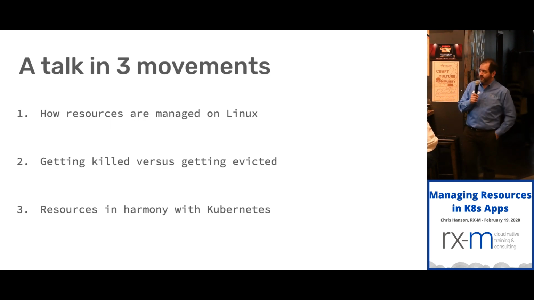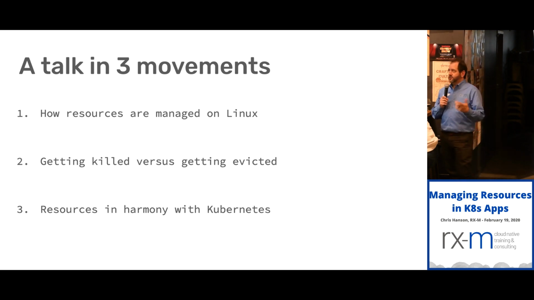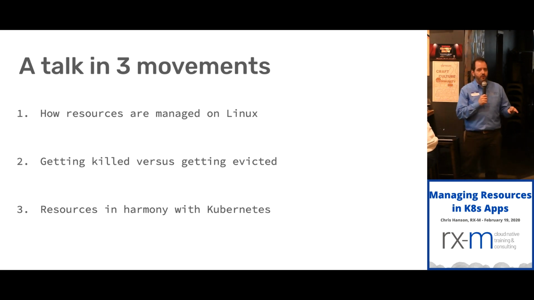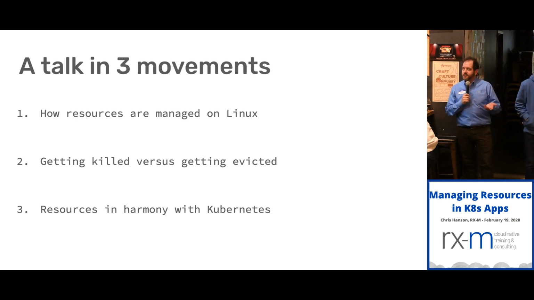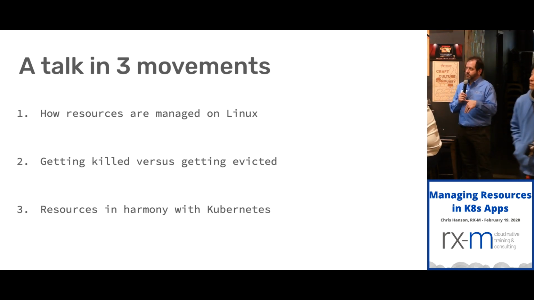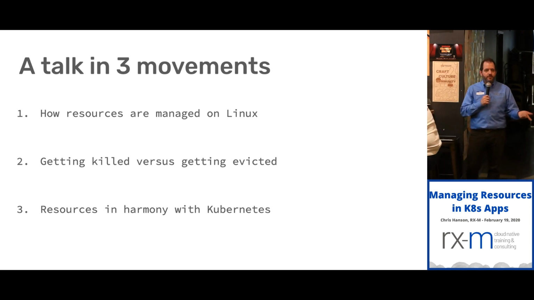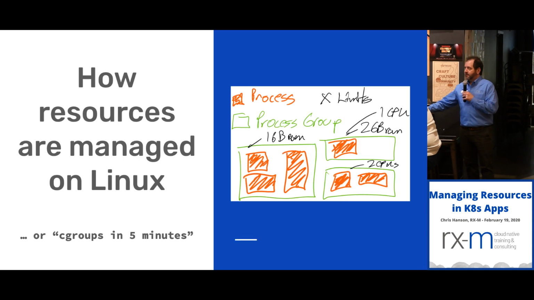So I have a little talk here in three movements, which is essentially how resources are managed in Linux. We'll have a little low-level discussion about what happens in Linux when our applications are deployed, getting killed versus getting evicted. So what happens with the OOM killer versus the kubelet saying, hey, I'm out of resources, and I've got to pick somebody to get rid of so I can save myself from peril. And then resources in harmony with Kubernetes, by defining some of this stuff.